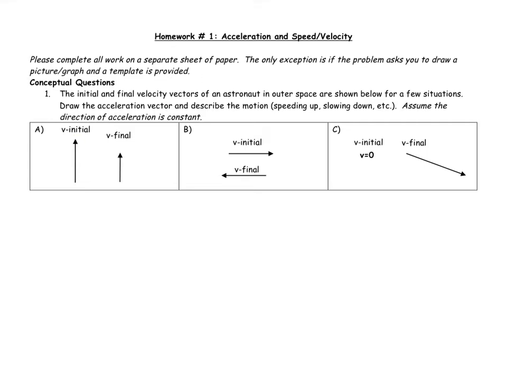We see here that initially the object is traveling up. In this case, it's an astronaut. And our final vector also shows the object traveling up, but it is shorter, which means our object is slowing down. That shorter vector indicates that. And if we're thinking about the direction of that vector, since it's slowing down, it must be opposite the motion of the object, so it's going down.